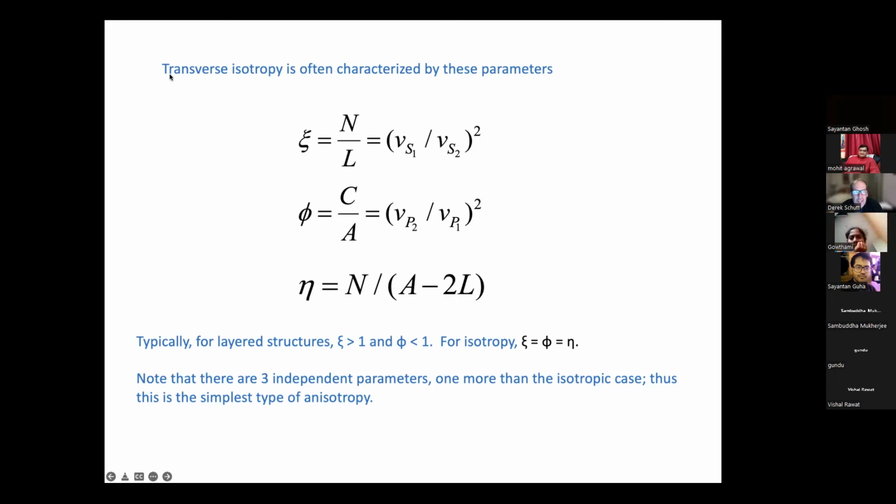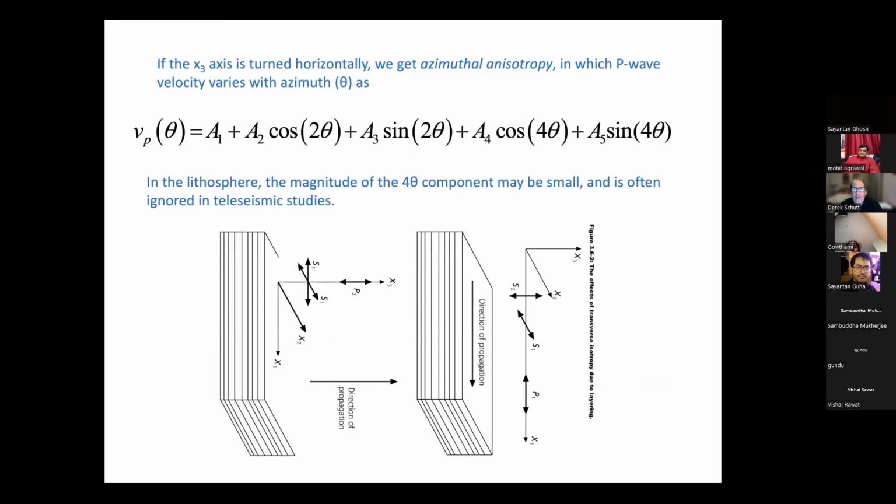And I should say that even though it says transverse isotropy, that just indicates that horizontally waves see the same elastic parameters, but vertically they don't. So it means only in the transverse direction things are isotropic. If the X3 axis is turned horizontally, we get azimuthal anisotropy, in which P wave velocity varies with azimuth.